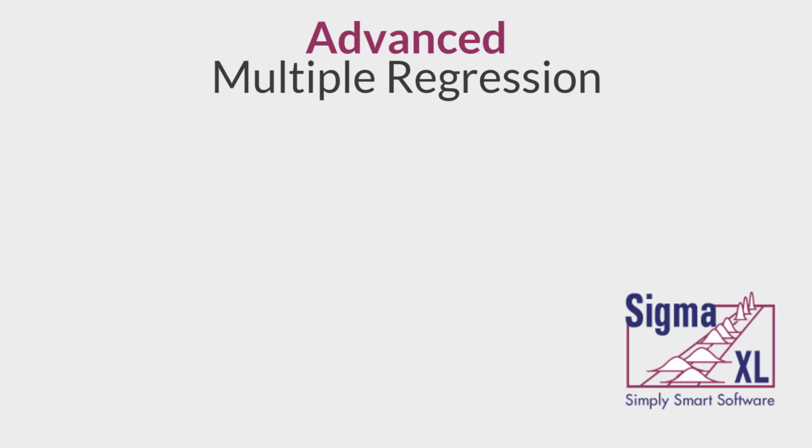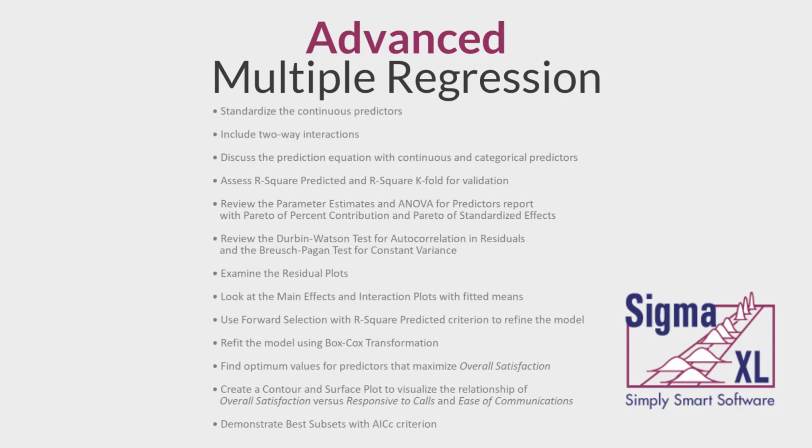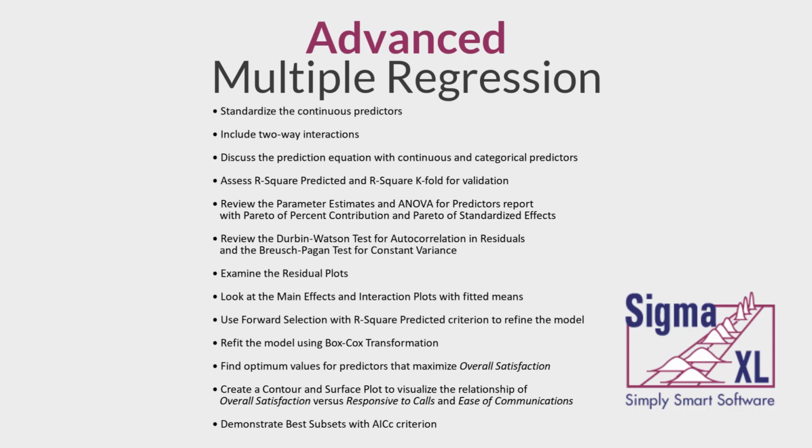Now, we'll use Advanced Multiple Regression to continue the analysis of overall satisfaction. We will standardize the continuous predictors, include 2A interactions, discuss the prediction equation with continuous and categorical predictors, assess R-square predicted and R-square k-fold for validation, review the parameter estimates and ANOVA for predictors report with Pareto of percent contribution and Pareto of standardized effects, and cover the items in this list.